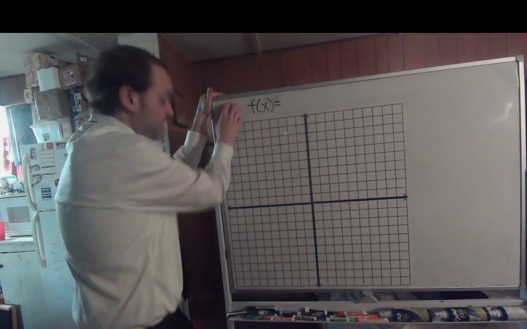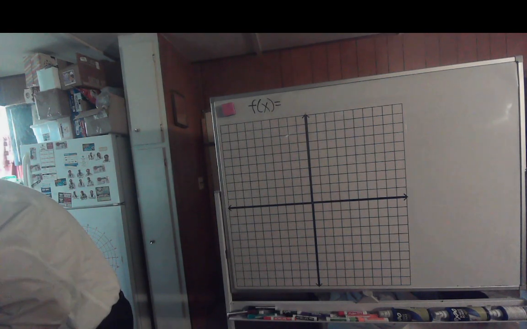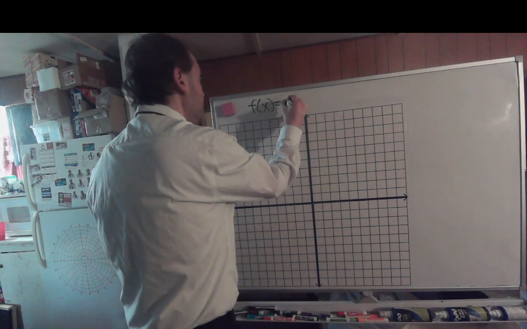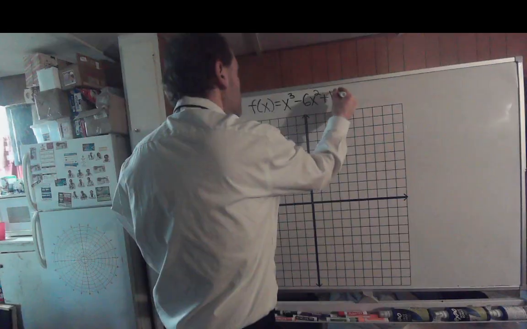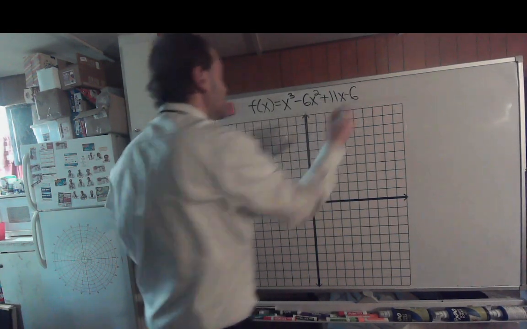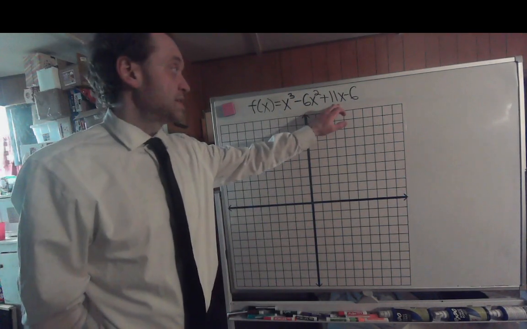All right, let's see, what do we have here? Two more. All right, so we have f of x equals x to the third minus 6x squared plus 11x minus 6. So f of x equals x to the third minus 6x squared plus 11x minus 6.